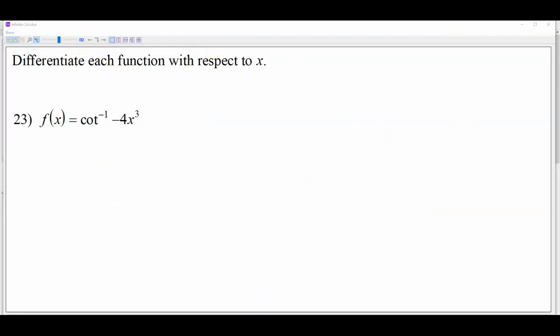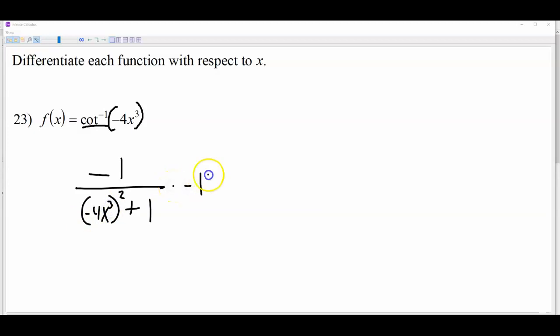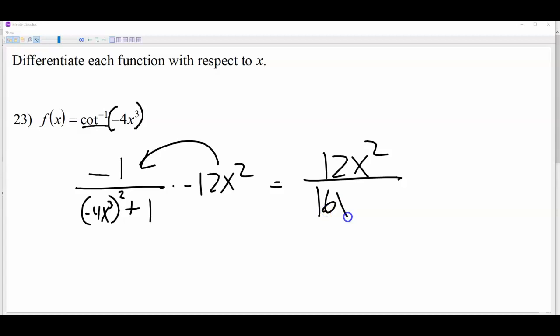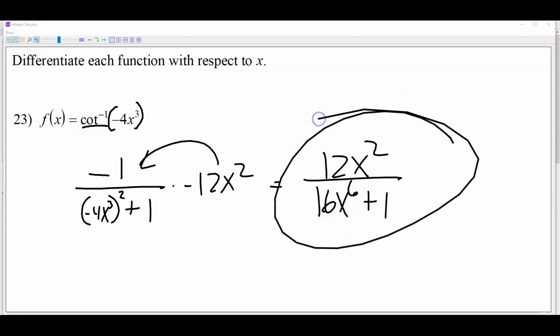Let's do arc cotangent. The derivative of arc cotangent, once again, this is a chain rule because we do have an inside function, but the derivative of the outside, arc cotangent, is found by doing negative 1 over whatever your inside is squared plus 1. And my inside is negative 4x cubed. And we want to multiply it by the derivative of the inside, which is negative 12x squared. So multiplying top times top, we end up with a positive 12x squared. And on the bottom, we end up with 16x to the 6th plus 1. And that would be the derivative of that function.